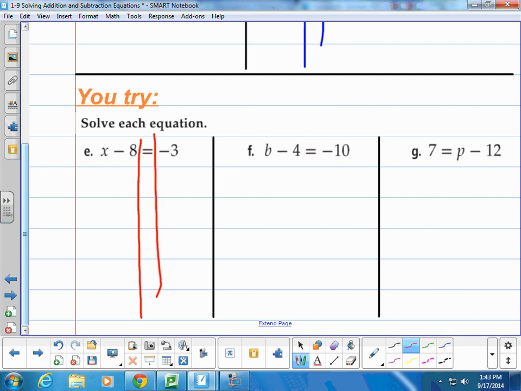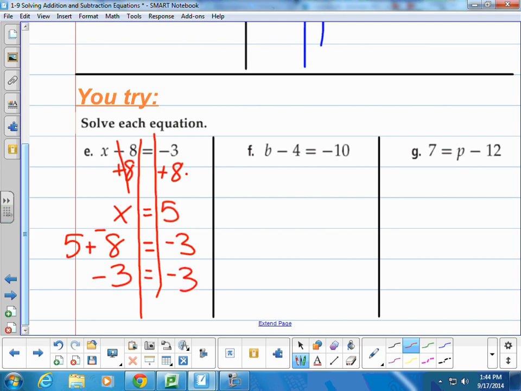Make my tracks, keep it equal. Since the opposite of subtraction is addition, I'm going to put the 8 that I took away back by adding. -8 plus 8 is 0. Do the same thing on the other side. So I have x is equal to -3 plus 8, more positives than negatives, 5 more. Check your answer. 5 minus 8 should be -3. The opposite, more negatives. So my solution works. Important part.